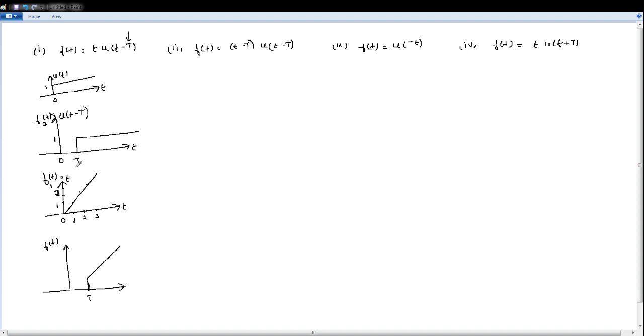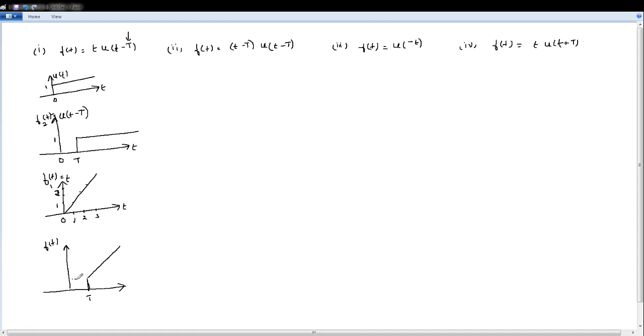If this is 2, the waveform starting from 2 will be replicated here. If capital T is 1, the waveform will start from this point. In general, I cannot write it as 1 because I do not know the value of T. T can have any value, 1, 2, 3 or any value. So this is my final waveform.